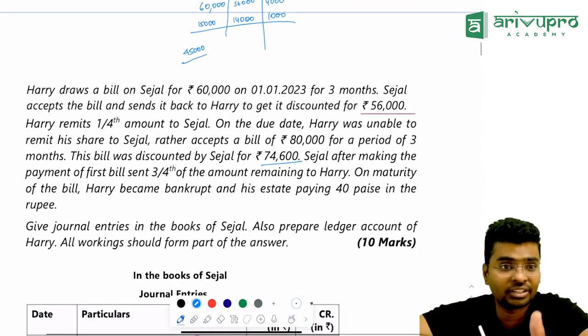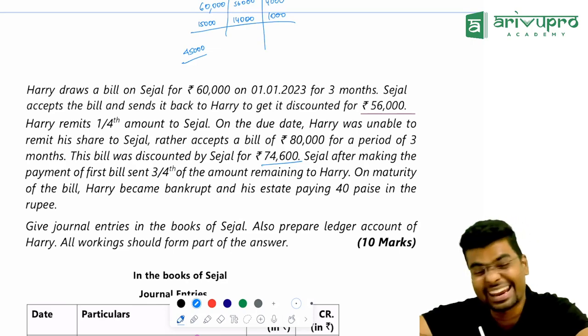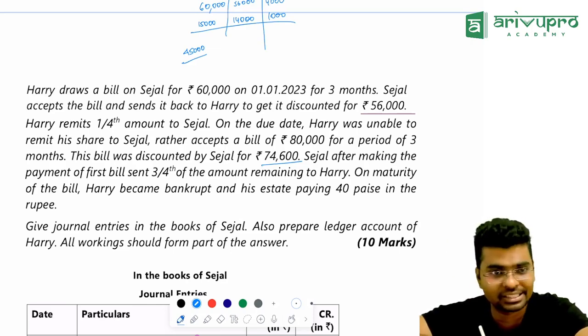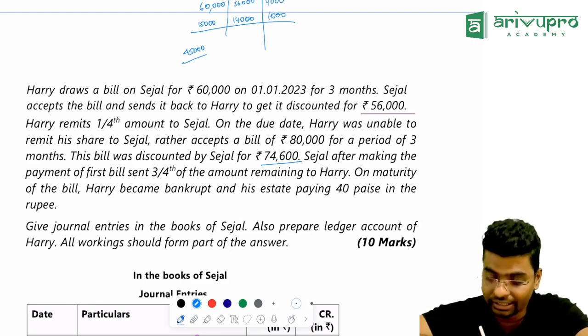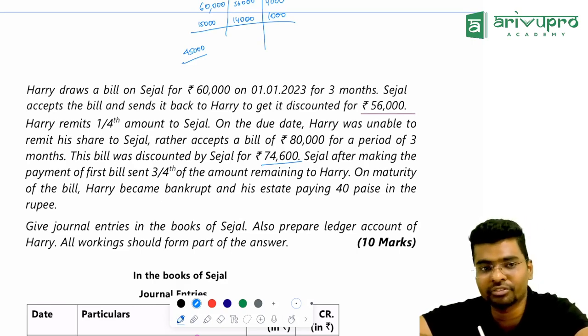Next one. How much is left? So in the 80,000 bill, you have paid 60,000. How much is remaining? 20,000. Sejal, after making the payment of the first bill, sent 3/4 of the amount remaining to Harry. What is 3/4 of the remaining amount?